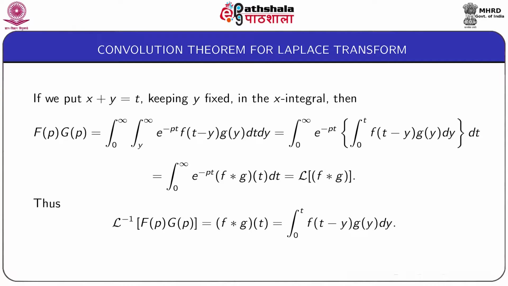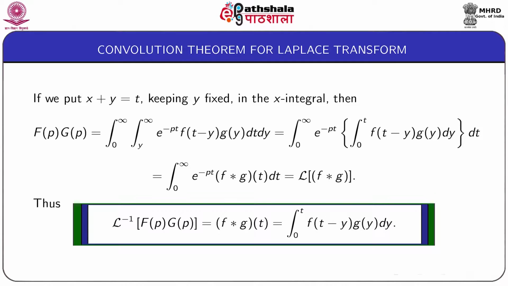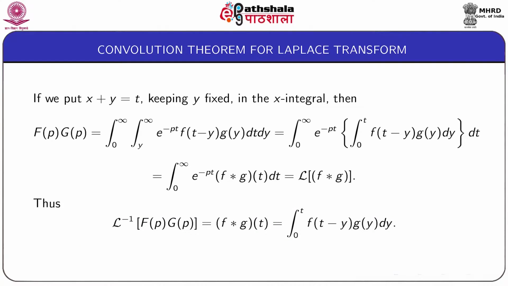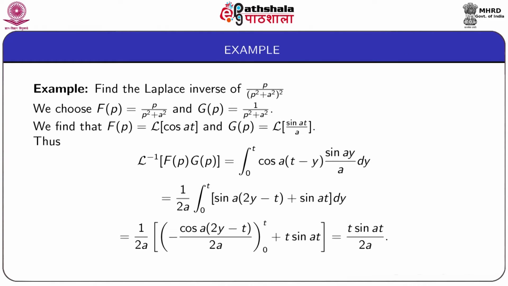So, taking Laplace inverse, we find that Laplace inverse of capital F into capital G gives the convolution of the two functions small f and small g, that is defined as the integral from 0 to t of f(t minus y) g(y) dy. We shall now use this convolution theorem to find the Laplace inverse of p by (p square plus a square) whole square.